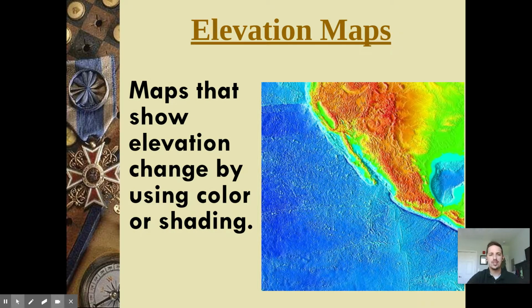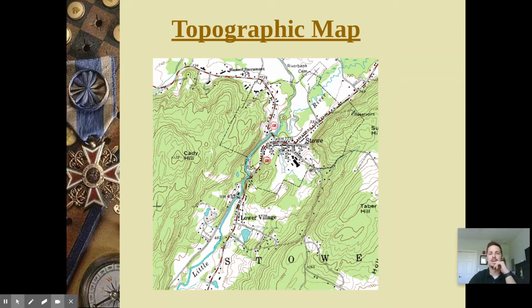Elevation maps show elevation change by using color shading, which you saw back there on the previous slide. Topographic map. This is kind of cool. It's kind of like contours. You can see this is pretty tall. This is a hill. This is a hill. This is flat because there's no rings, right? So that's how you read a topographical map. The more rings there are around a certain point, the higher it is.